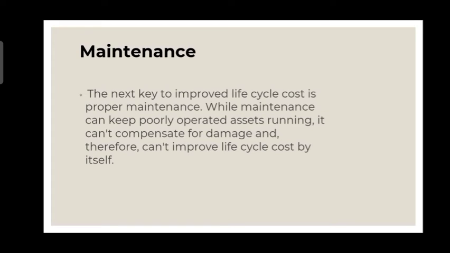Third one is maintenance. The next key to improved life cycle cost is proper maintenance. While maintenance can keep a poorly operated asset running, it cannot compensate for damage and therefore cannot improve life cycle cost by itself.